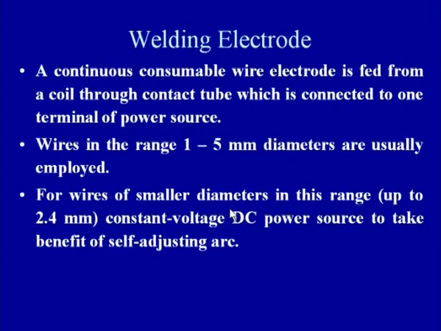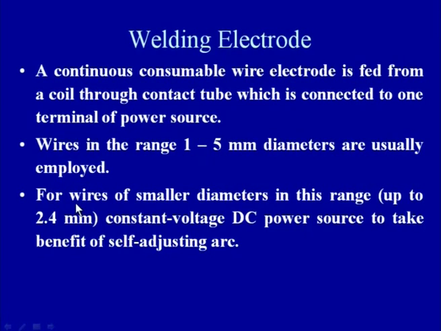The electrode diameter can range from 1 to 5 mm, and depending upon the thickness which is to be welded, the suitable electrode diameter is selected. Normally, for thicker plates, large diameter electrodes are used, so that the required amount of heat can be generated for melting the faying surfaces of the base material of the heavier sections.